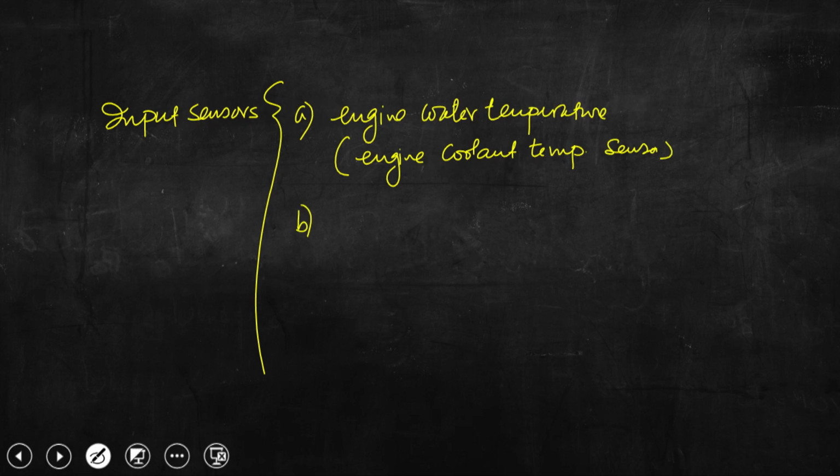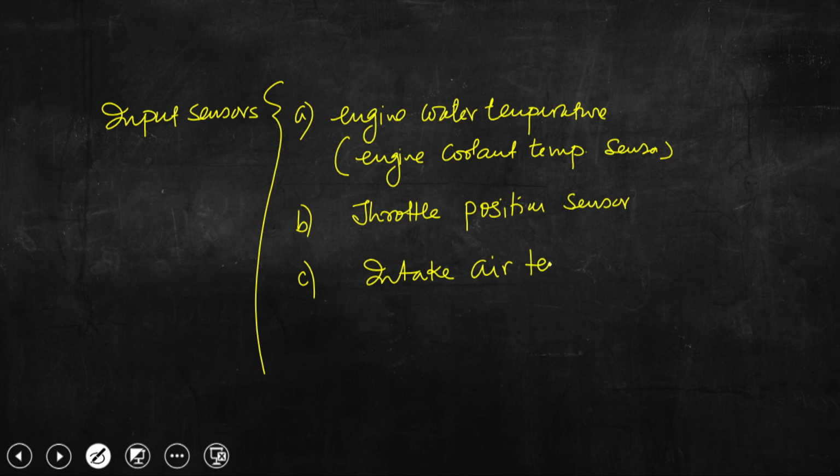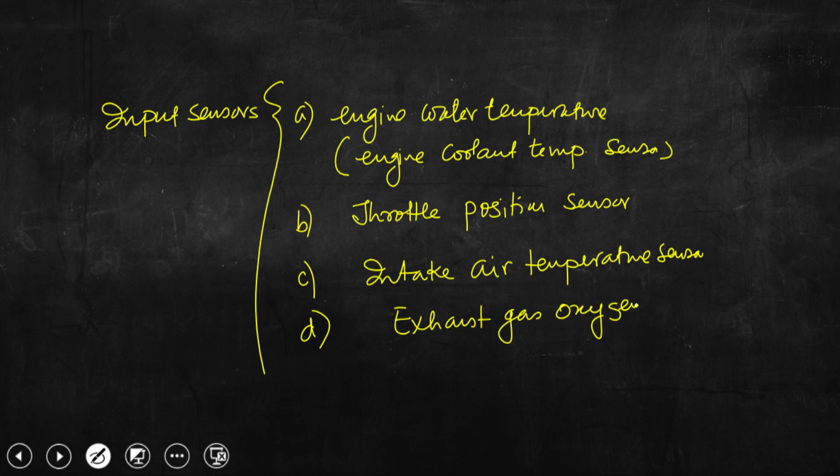B is the throttle position sensor. C is the intake air temperature sensor, and D is the exhaust gas oxygen sensor.